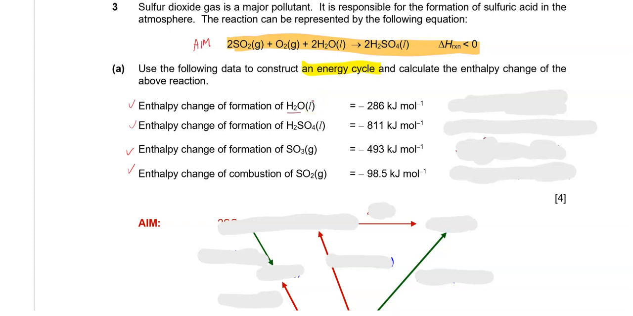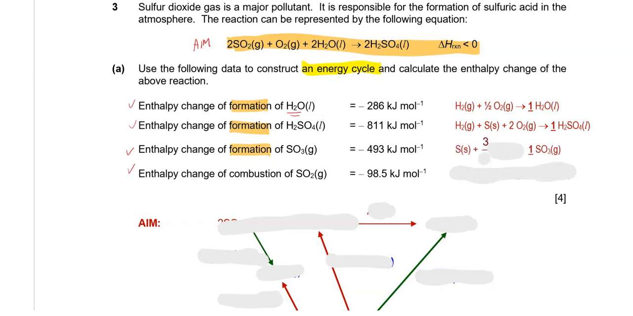So formation of water, definition of formation, it's 1 mole of the substance formed from its elements. So 1 mole of water formed from hydrogen gas and oxygen gas. Formation of H2SO4, same thing, 1 mole of H2SO4 liquid formed from H2, hydrogen gas, sulfur, and oxygen gas. So you balance the equation accordingly. Enthalpy change of formation again. So all these 3 are formation, formation, formation. So 1 mole of sulfur trioxide from sulfur and oxygen gas.